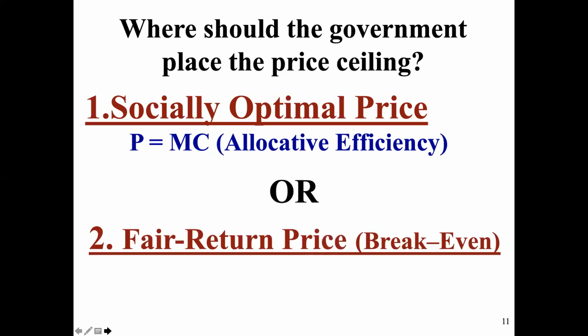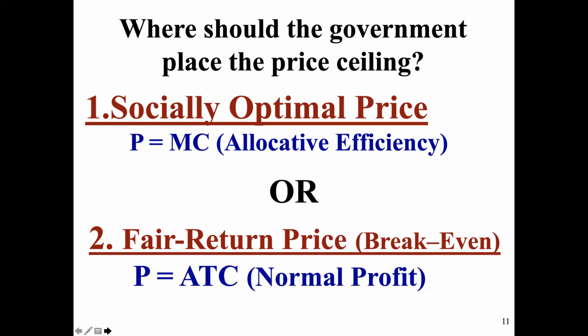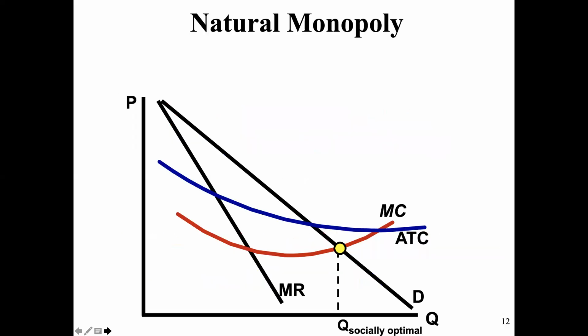The second place you can put a price ceiling is what's known as the fair return price, or the break-even price. And this is where price equals the ATC. If you set a price ceiling where price equals ATC, then that firm will earn a normal profit. Their total revenue will equal their total cost, and they'll get a fair return, but no more extra normal profit like an unregulated monopoly would get to enjoy. So let's look at the graph and actually spot these points.